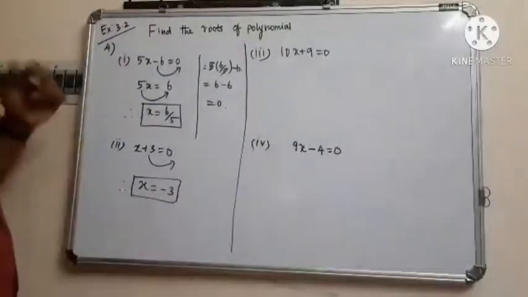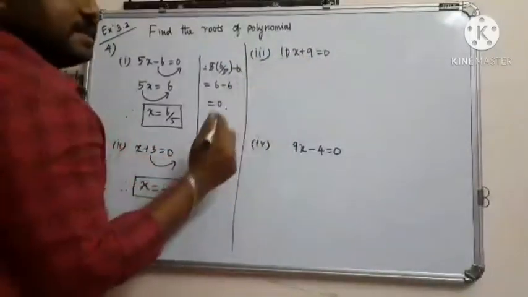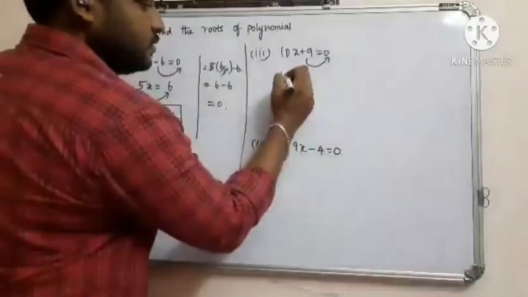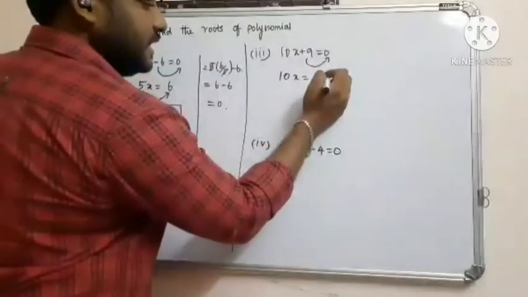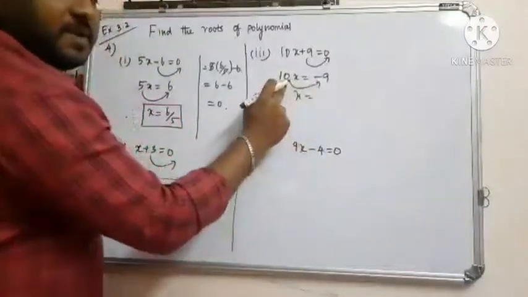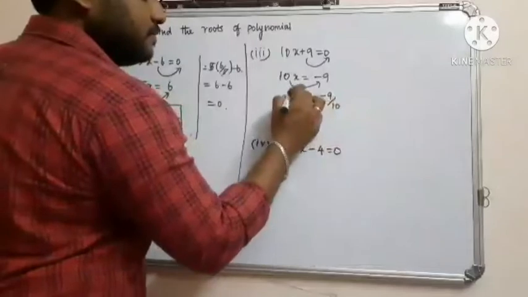roots of this polynomial. And then third one, 10x plus 9 is equal to 0. Here plus 9 will change into minus 9. So 10x is equal to minus 9. So x is equal to, 10 will change into divide. Multiply will change into divide. So minus 9 by 10.